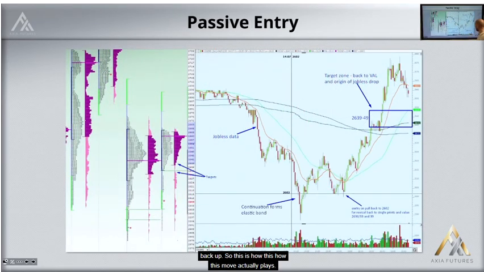And so this is how this move actually plays. There's the data, jobless data. And on the face of it, on that first drop down, you drop down to around 20. That's not really getting you far enough to look for a, not causing the whole elastic band trade. And like I said, you need to wait for something to develop to allow you to play this back up if you believe it is an elastic band.